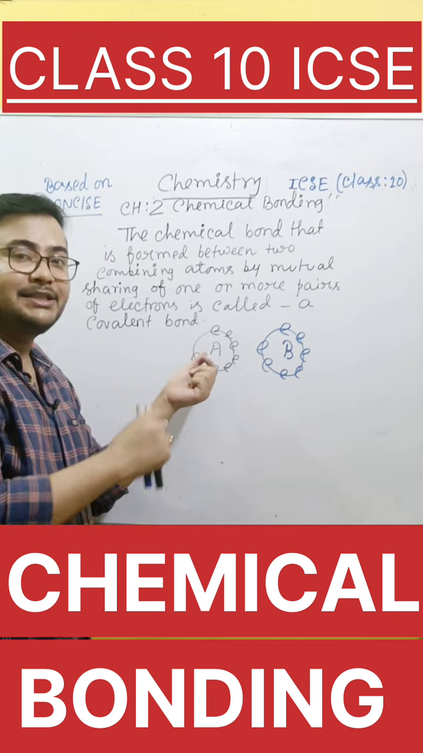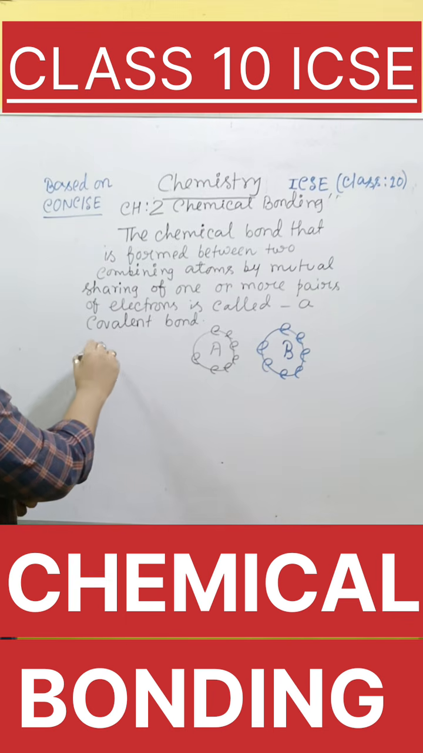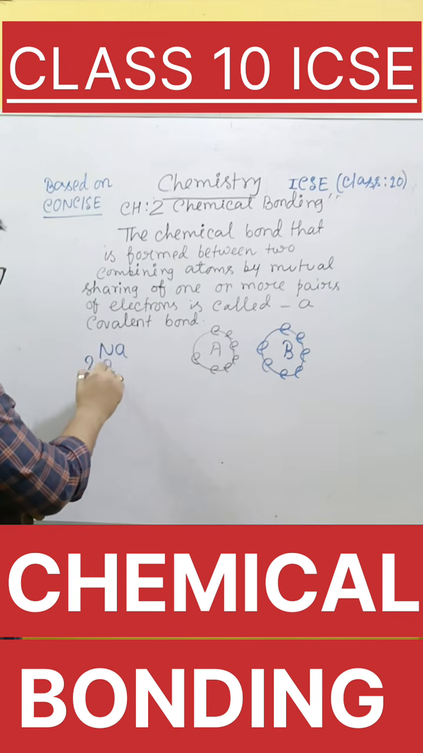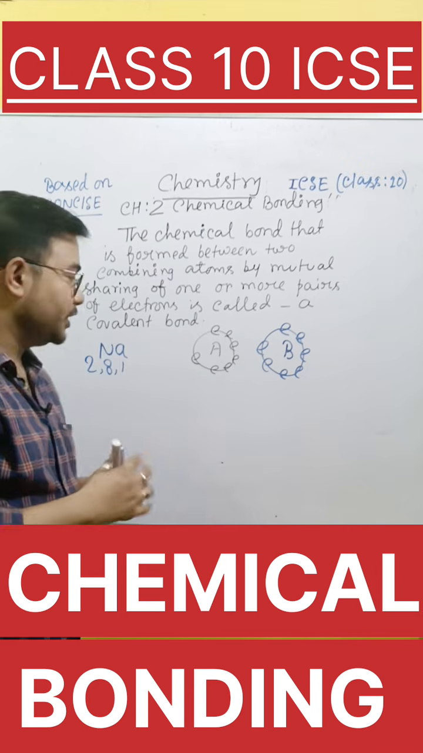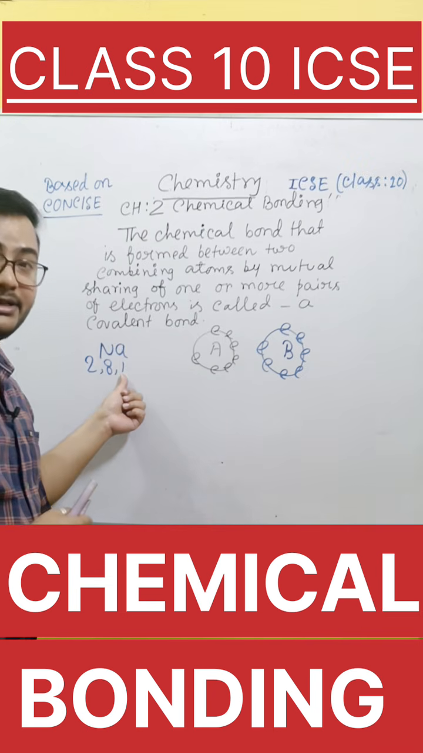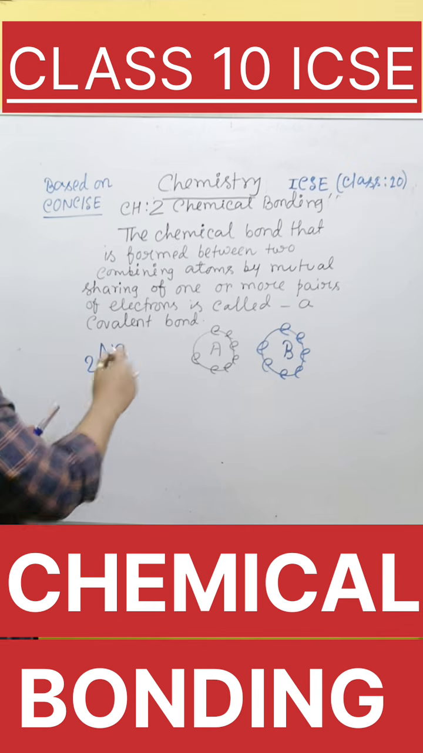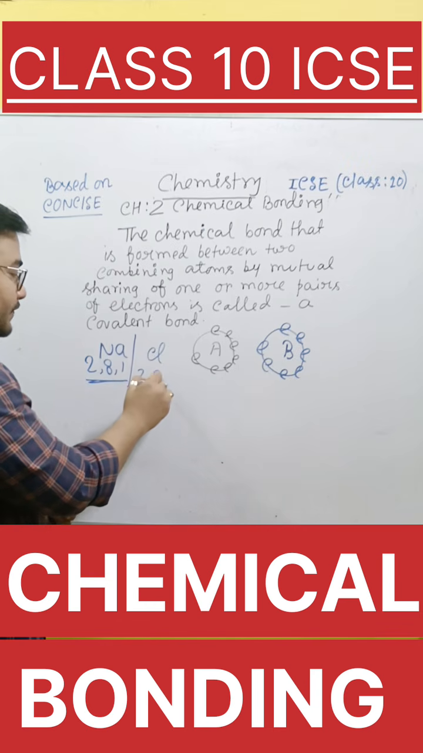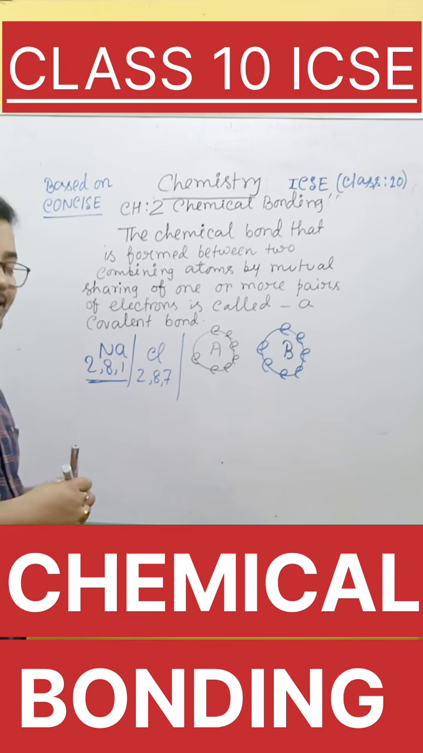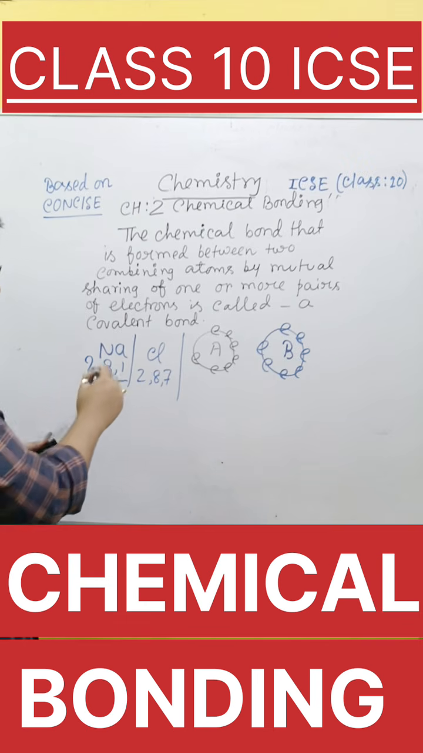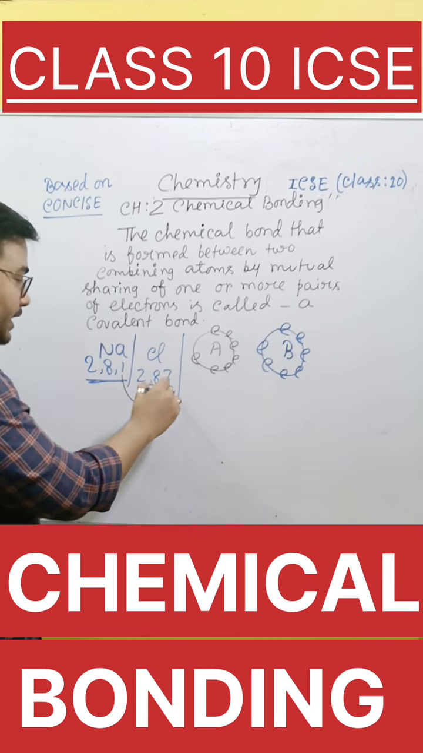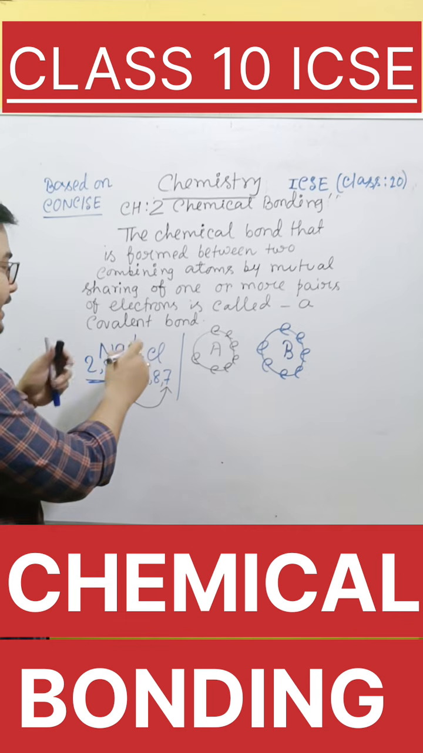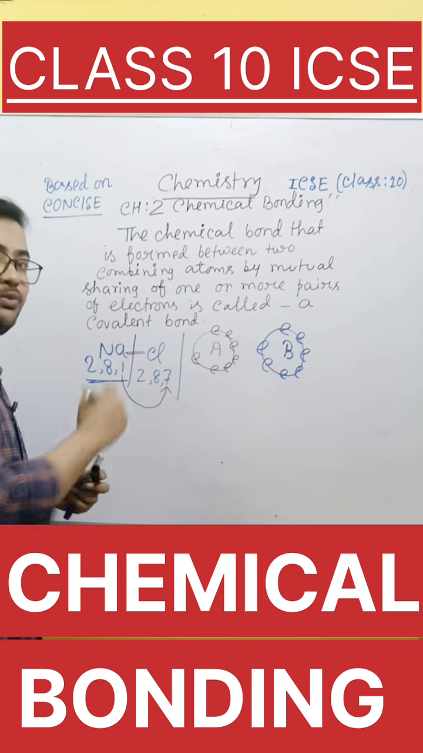If one has a tendency to donate, for example sodium 2, 8, 1, look at the board, sodium has a tendency to donate 1 electron. Now chlorine 2, 8, 7, so chlorine has a tendency to accept. If one atom has a tendency to donate and one atom has a tendency to accept, then they can form a mutual bond, one donates and one accepts.